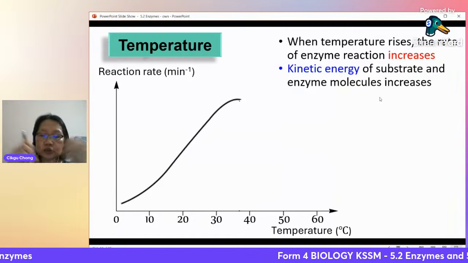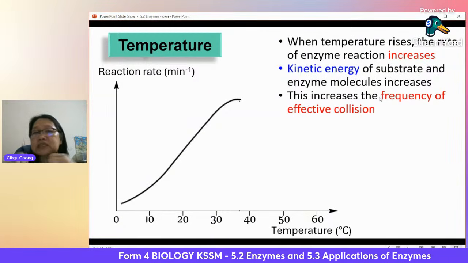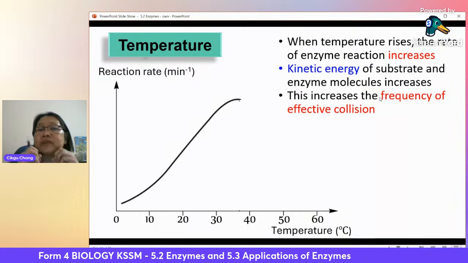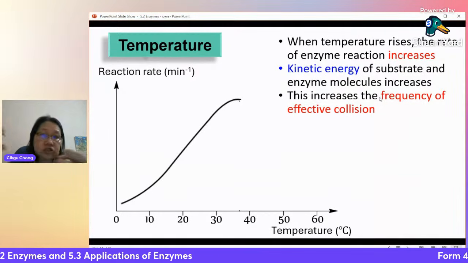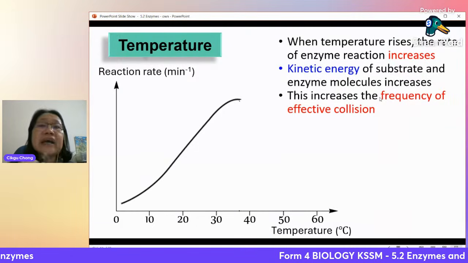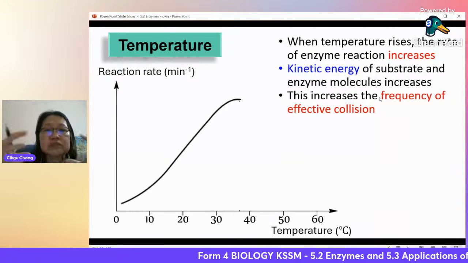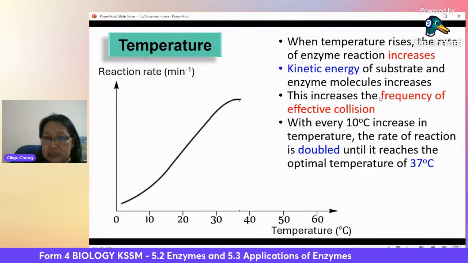So they have a chance to collide. They will start to bump into each other. This increases the frequency of effective collision. So when they collide, they will actually join together. The substrate can bind to the active site of the enzyme. Okay, so more frequency for them to meet, for them to collide, and therefore the rate of reaction increases.